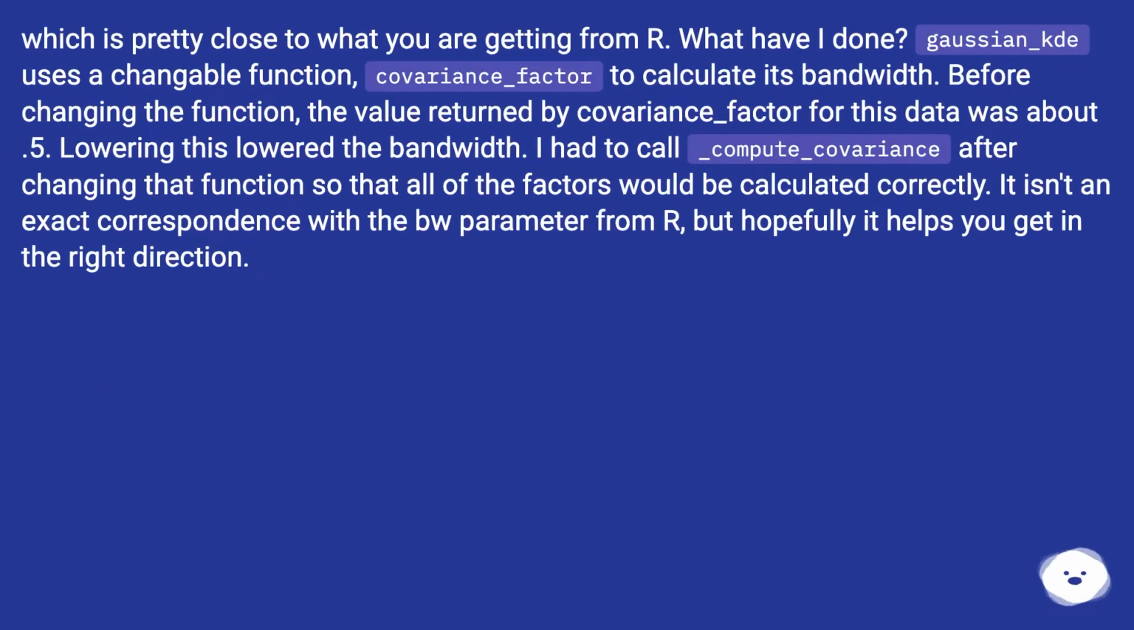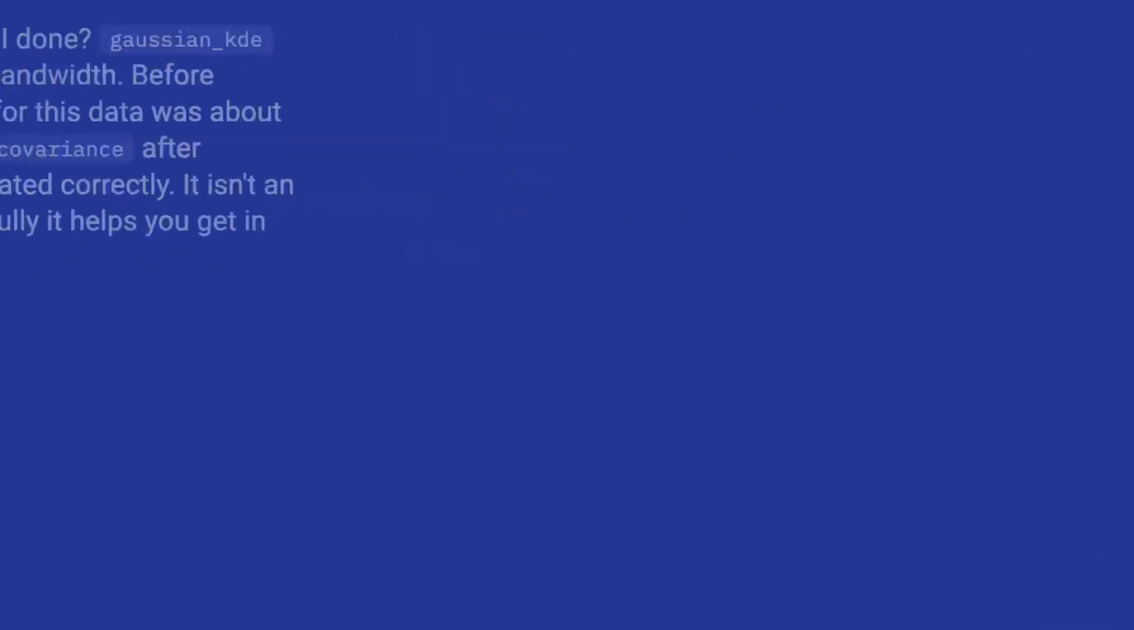What have I done? Gaussian_kde uses a changeable function, covariance_factor, to calculate its bandwidth. Before changing the function, the value returned by covariance_factor for this data was about 0.5. Lowering this lowered the bandwidth. I had to call _compute_covariance after changing that function so that all of the factors would be calculated correctly. It isn't an exact correspondence with the bw parameter from R, but hopefully it helps you get in the right direction.